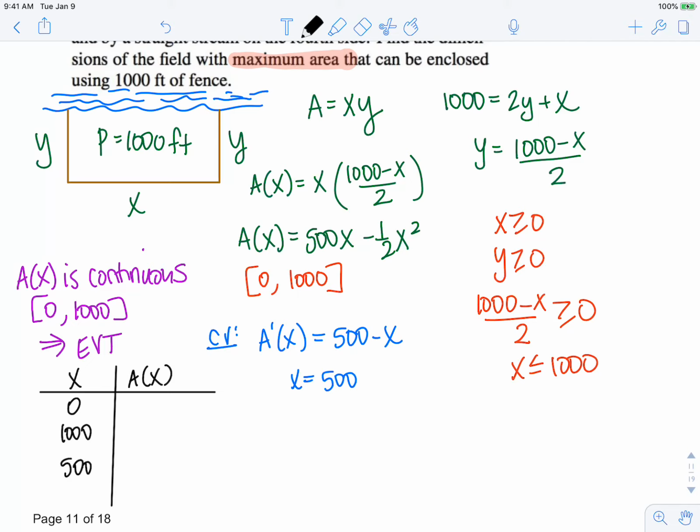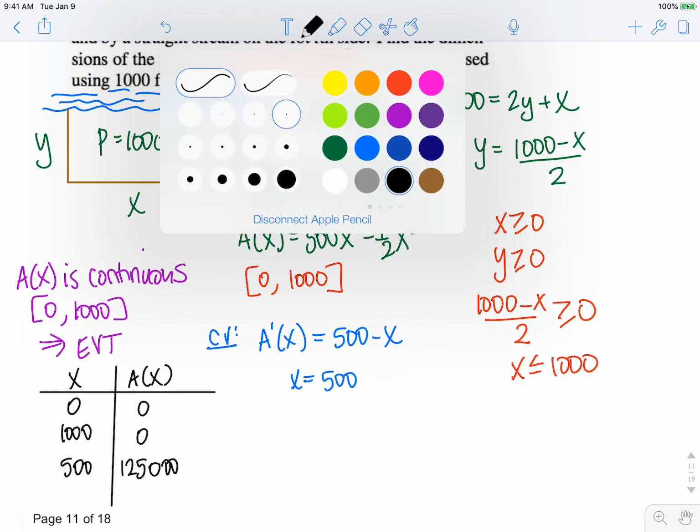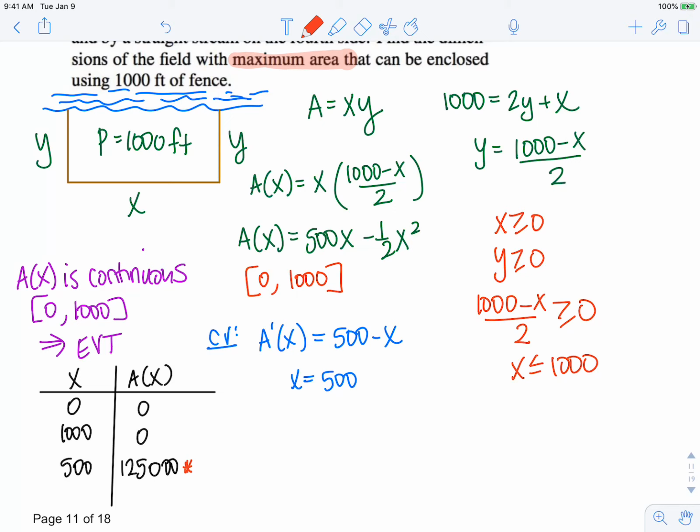So when we plug in 0 into A of x, we get 0. When we plug in 1,000 into A of x, we get 0. And if we plug 500 into A of x, we get 125,000. And so we can see that this is our maximum area. And that happens when x equals 500. So let's just double check what y equals because we need our dimensions. y, when x is 500, is (1,000 minus 500) divided by 2, which is 250.